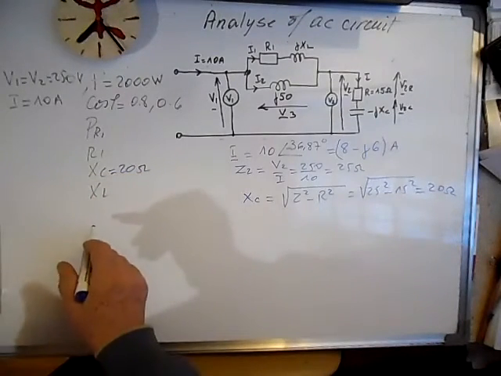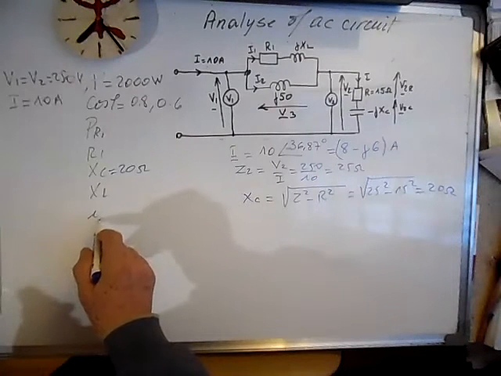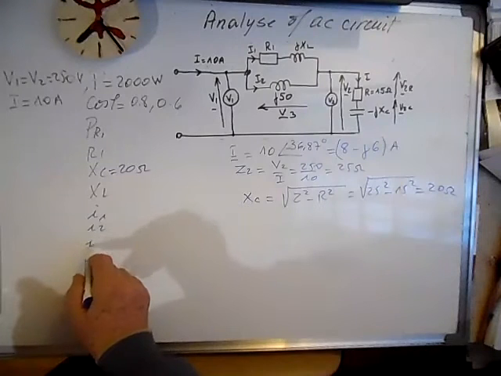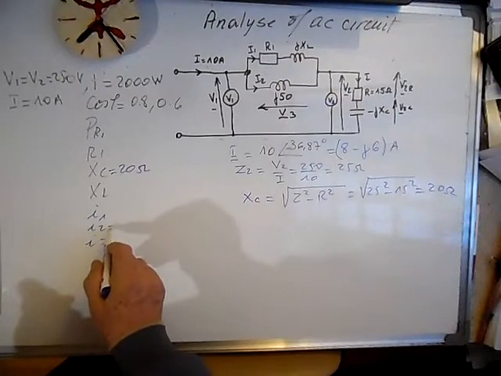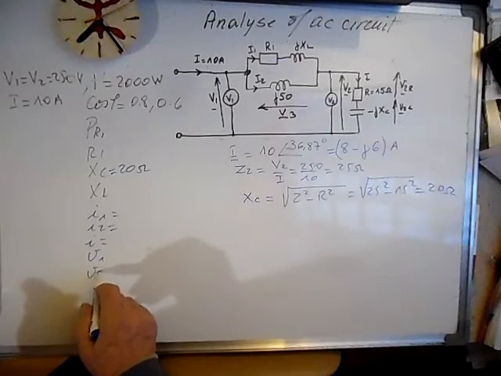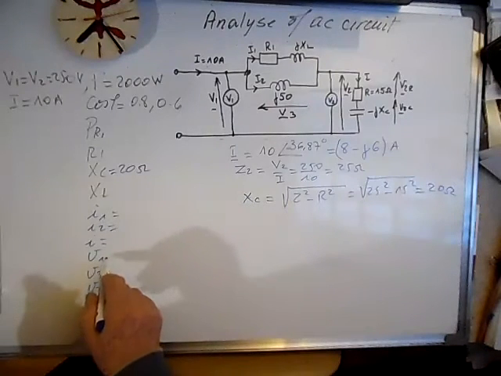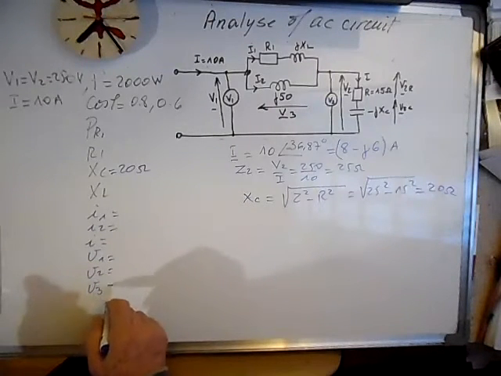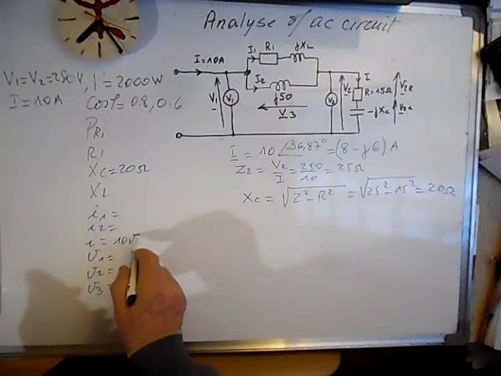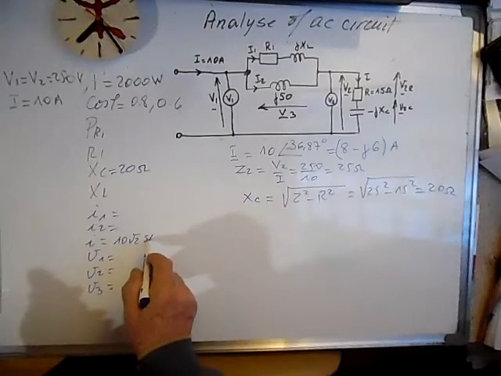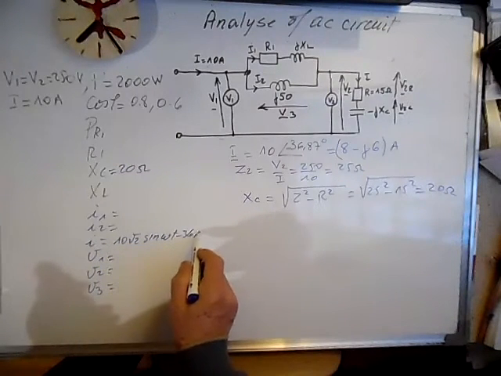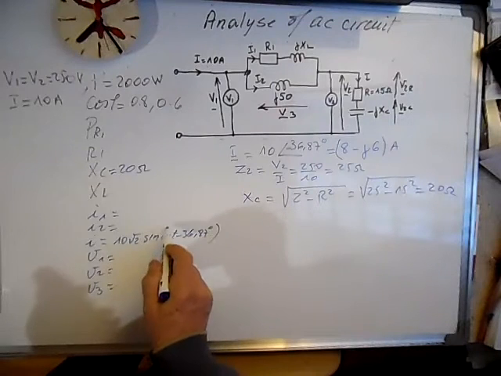At the same time we can calculate the instantaneous currents and voltages, V1, V2, V3. This one we have: it's 10 square root of 2 sine omega t minus 36.87 degrees.